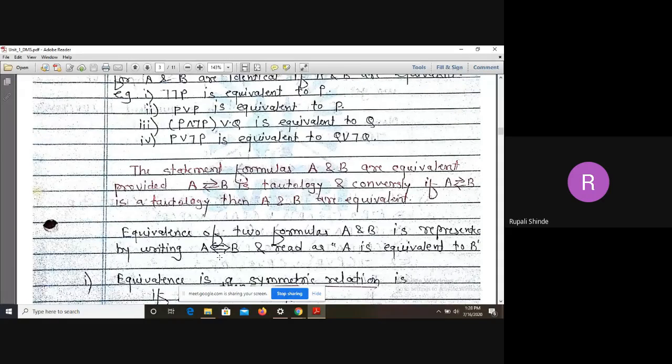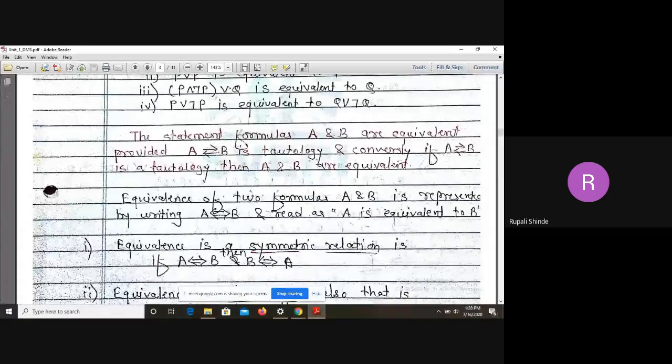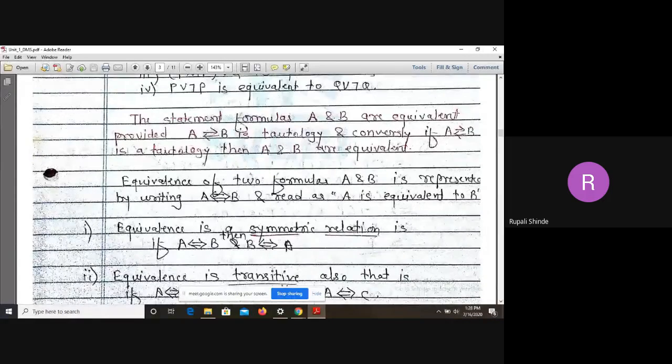And this is the symbol for equivalence. Again, this equivalence is a symmetric relation. Symmetric means what? If A is equivalent to B, then B is equivalent to A. So this is the symmetric property.